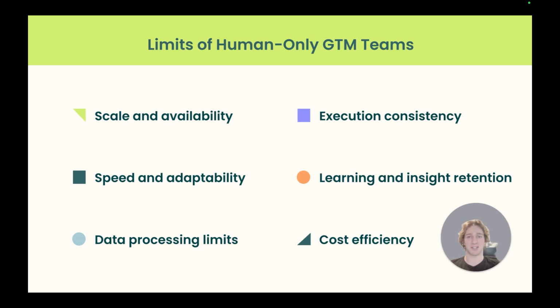And lastly, cost efficiency. This one is very clear, but every new employee is a new salary and new benefits. Whereas for AI agents, while there may be an upfront cost, there's near zero marginal cost to scale.